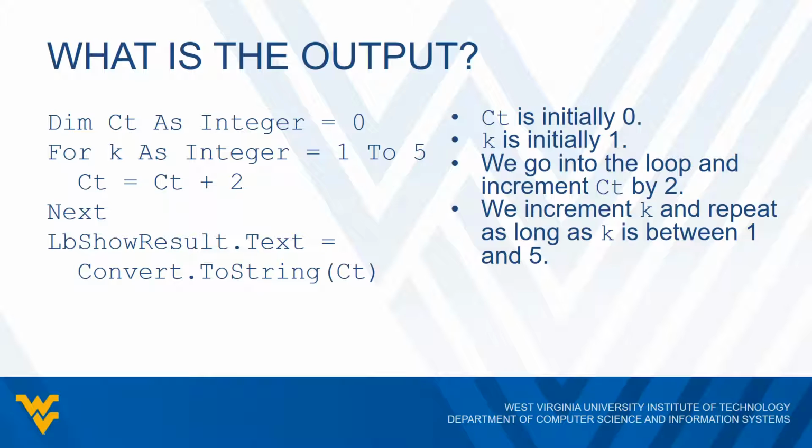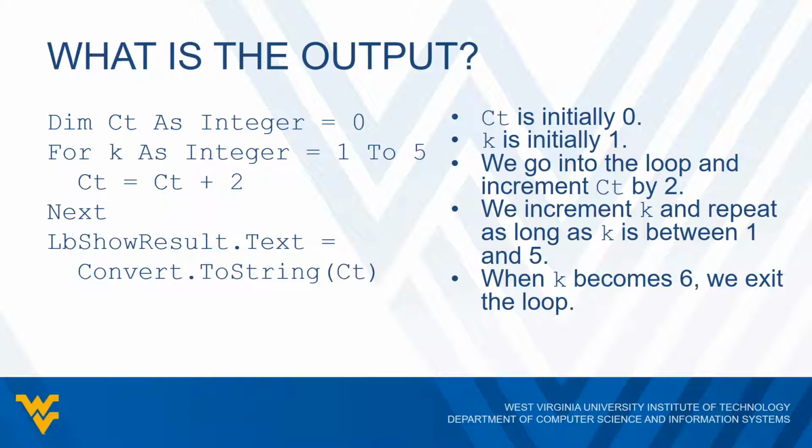So K is initially 1, we'll increment CT by 2. And then we'll increment K by 1, we'll repeat the step, and we'll keep going as long as K goes up to and including 5. This means when K becomes 6, we're going to exit the loop. So then the question is, how many times do we add 2 to CT?